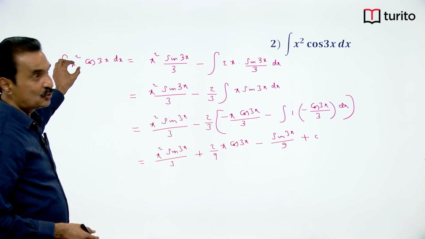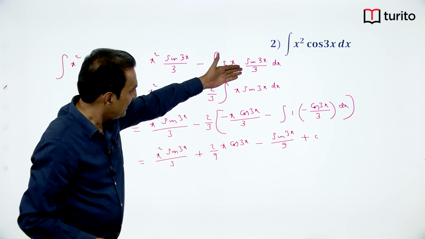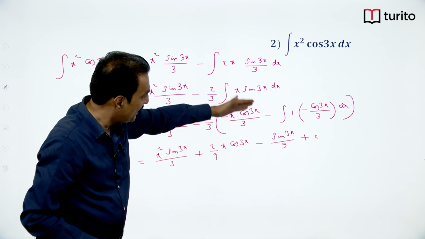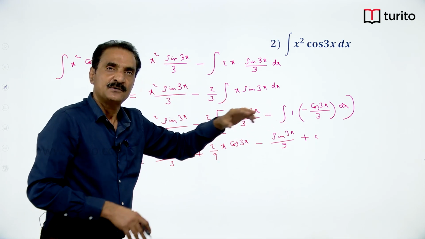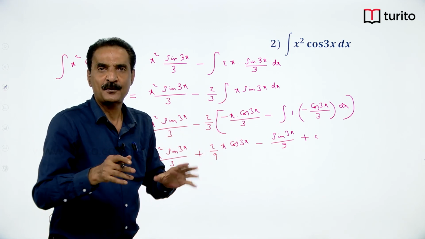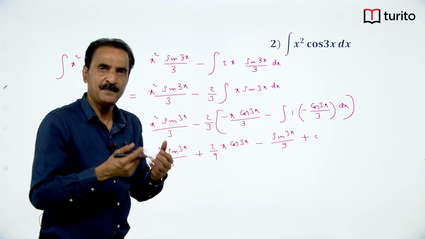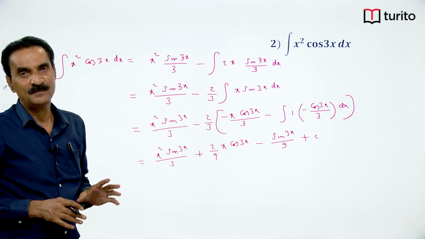Suppose this is x cube, then again after integrating by parts 2 times, again you will get a product. So, whenever you get an integral of a product, you keep applying the integration by parts formula. Okay.